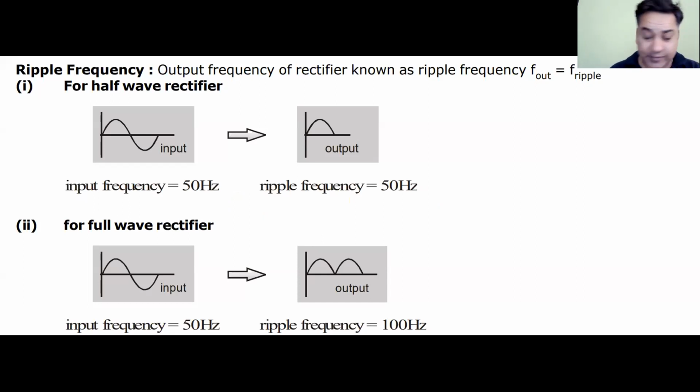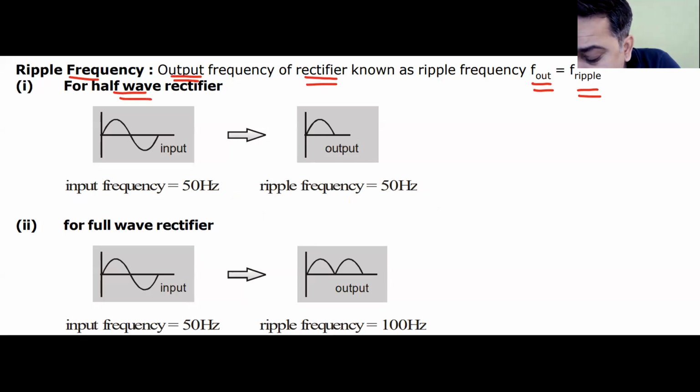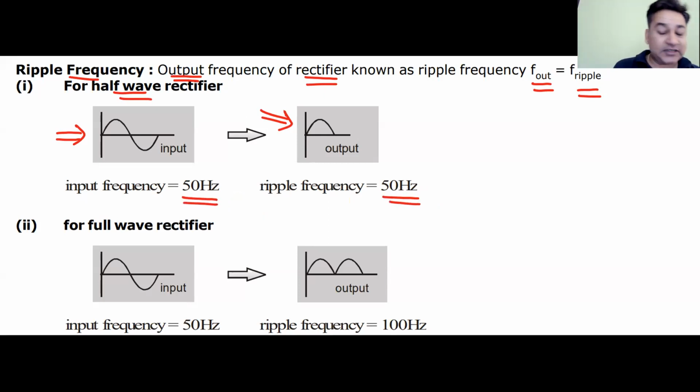Then, sir, very important point, question will come on this. What is ripple frequency? The output frequency of a rectifier is known as the ripple frequency. Whatever frequency the rectifier gives in the output, that is the ripple frequency. For a half-wave rectifier, this is the input, positive cycle, negative cycle. This is the output. You have one positive cycle, then no cycle, then one more positive cycle. As you can see, the frequency remains same. Do we understand this? Yes, sir.